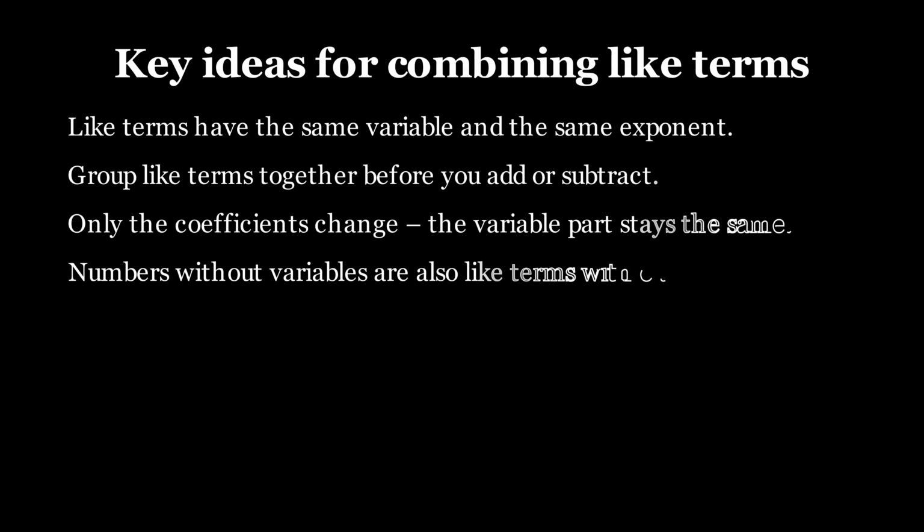Let's summarize the key ideas. Like terms have the same variable and the same exponent. Group like terms together and then add or subtract the coefficients. The variable part stays the same, only the numbers in front change. Plain numbers are also like terms with each other.